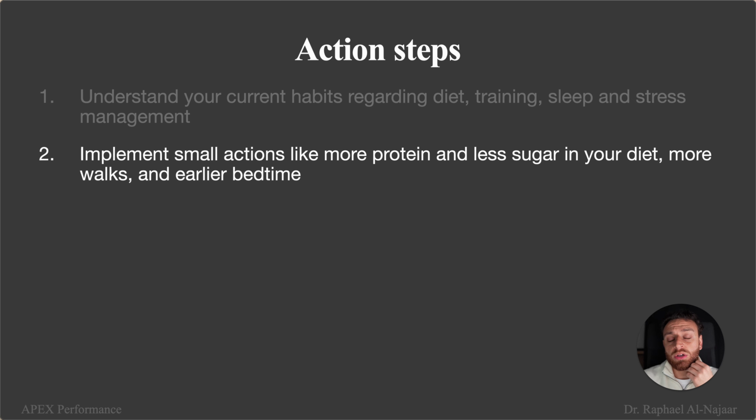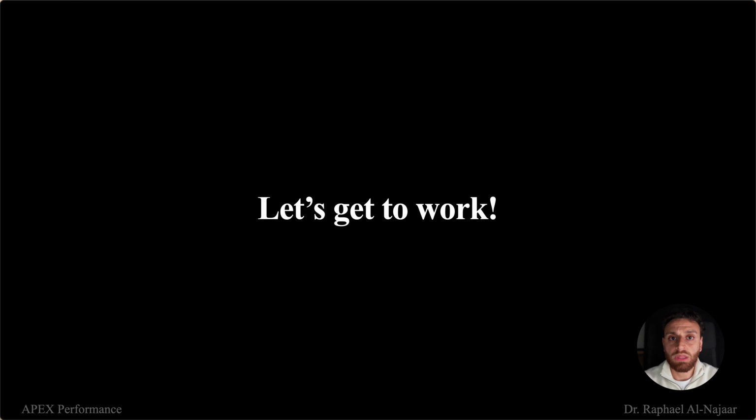So go on more walks. That's the zone 2 cardio. It's going to make you lose weight, and it's going to also give you the ability to control your blood sugar spikes even more. So that was it for this video. There's nothing else to say than let's get to work.